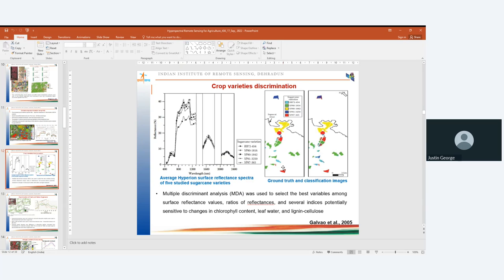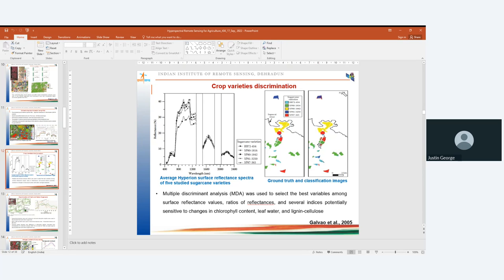So among these, which bands you need to choose, you can estimate statistically. Among the best variables, 10 were chosen and used for classification, and they found a very close match between the ground truth and the classification image. You can see there is certain misclassification in certain bands. Many of these spectral bands or variables, collected using the reflectance values and the ratios of the reflectance, are mainly sensitive to changes in the chlorophyll content, the leaf water content, as well as the lignin and cellulose composition or the ratios.